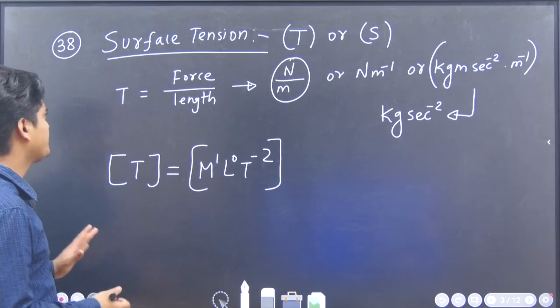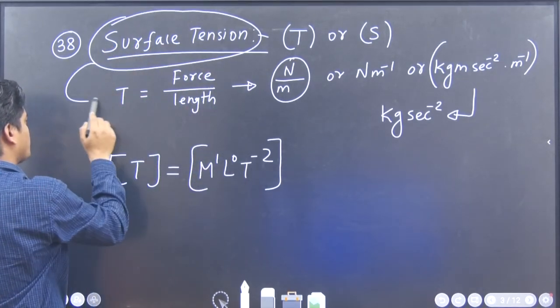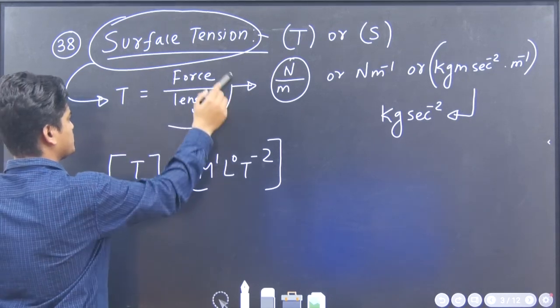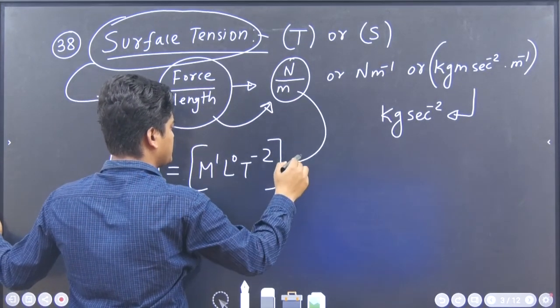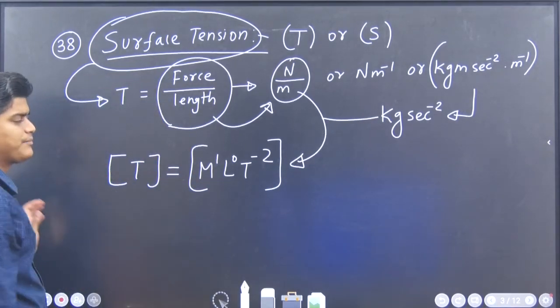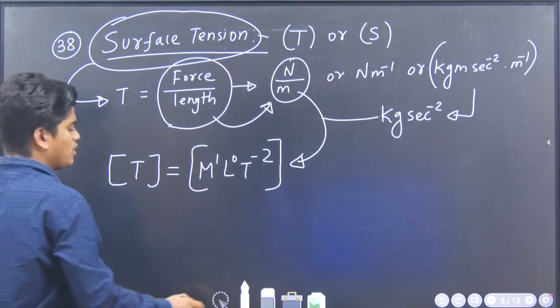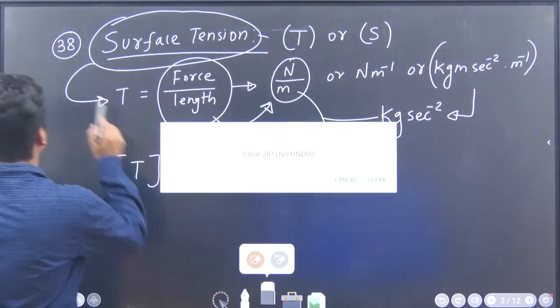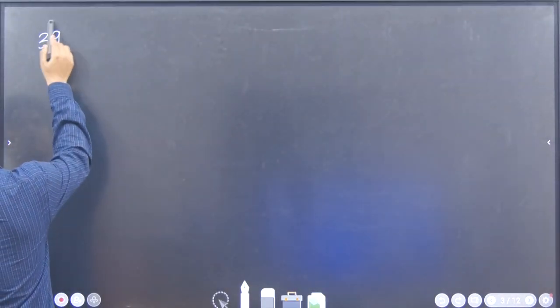But for everything remember, whenever calculating the dimension of a physical quantity, you must focus on the formula first. So from the formula you come to the SI unit, and from the SI unit then you can come to the dimension. So the dimensional formula you can calculate. Now I will go to the next quantity, 39.